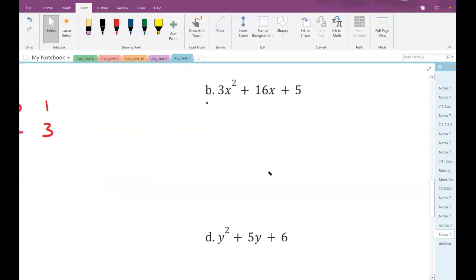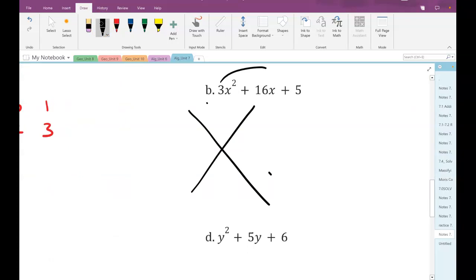All right, next example. If I'm doing a times c, that's 3 times 5. So 15 should be on the top of my x. 16 should be on the bottom. And the factors of 15 are 1 and 15, 3 and 5. 3 and 5 add to 8. That's not going to cut it. So I've got to do 15 and 1. Or 1 and 15. However you see it.